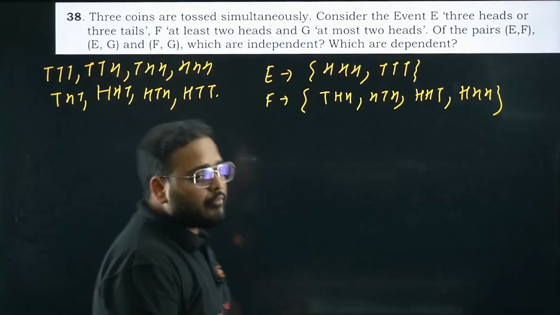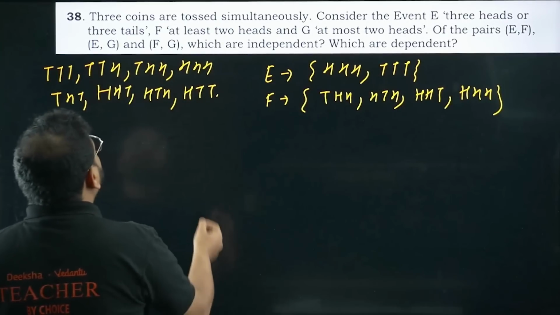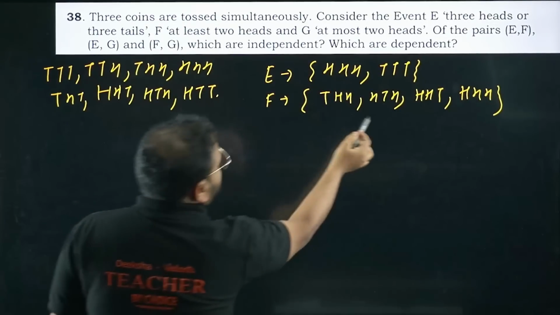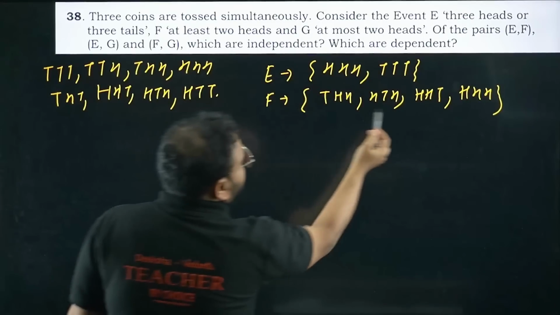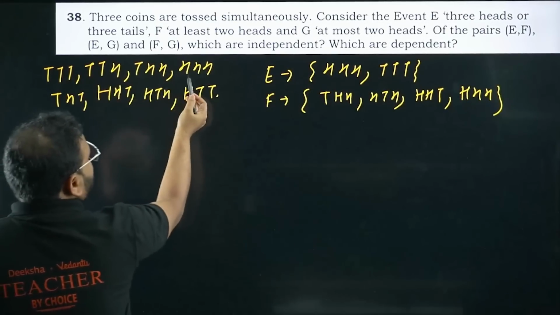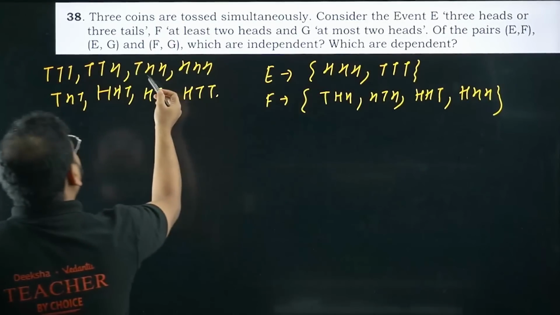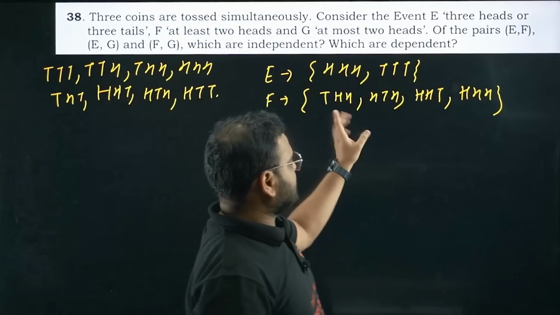Okay, so we want to find at least 2 heads. Where is at least 2, sir? This one, HTH, I have taken here. This one, HHT, we have taken here. Okay, this one, HHH, we have taken here. And THH we have taken here. Please check. So only 4 cases are there.